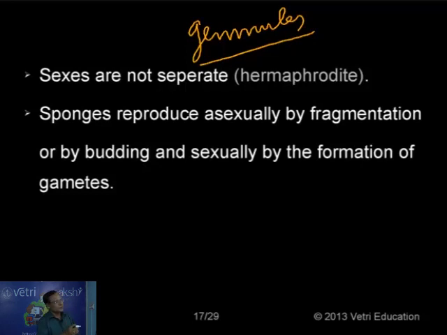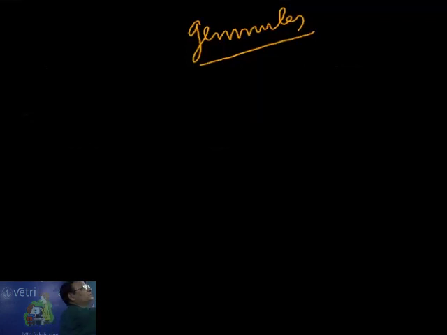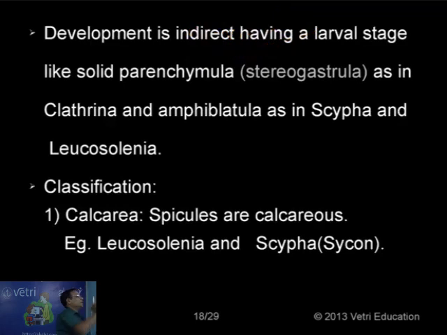Normally the budding is formed outside, but here the bud is formed just inside. Such an inside, internal bud is called a gemmule. And normally the development is indirect. When I say the development is indirect, that means there is a larval stage. If the development is direct, the young one resembles the adult. It is called direct development.